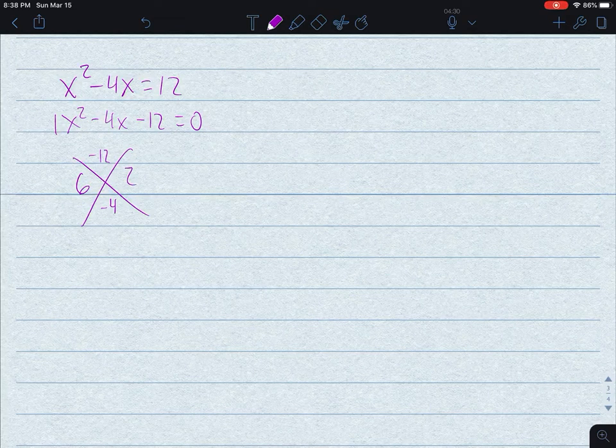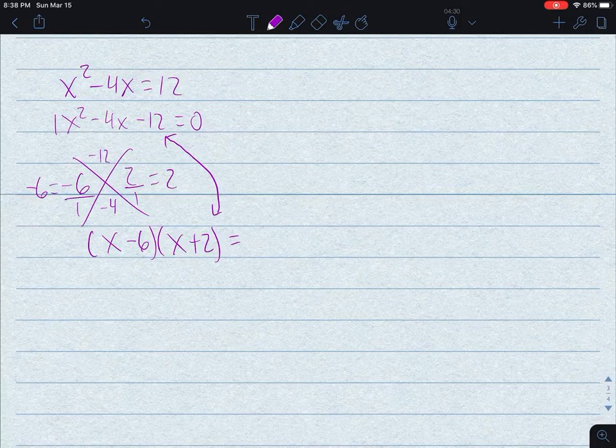6 and 2. 6 times 2 makes 12, but to make it a negative 12, let's make the 6 negative. Negative 6 times 2 makes negative 12. Negative 6 plus 2 makes negative 4. So this is what we want. Divide by a. Set these into parentheses. X minus 6, x plus 2 is equal to, well, this was that part. So then on the right side of this equal sign is going to be the 0.